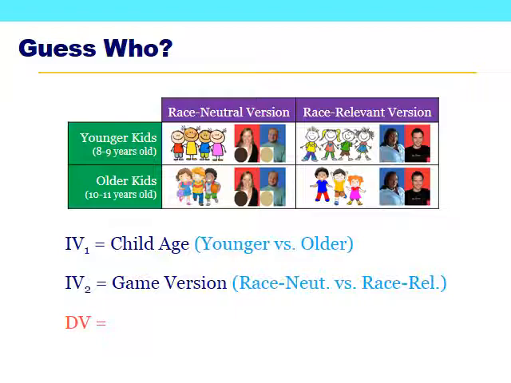So we ended up with 4 cells: younger kids who played the race-neutral game, younger kids who played the race-relevant game, older kids who played the race-neutral game, and older kids who played the race-relevant game. Our dependent variable here is how quickly the kid was able to figure out the secret identity of the person, as measured by the number of questions that they needed to ask before they figured it out. So again, here we have a situation where lower scores actually reflect better performance. If you only needed 4 questions to get the right answer, you did better than someone who needed 7 questions.